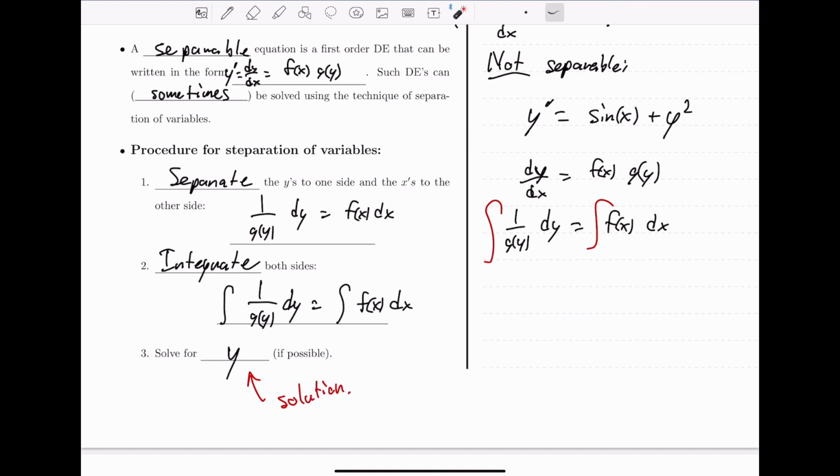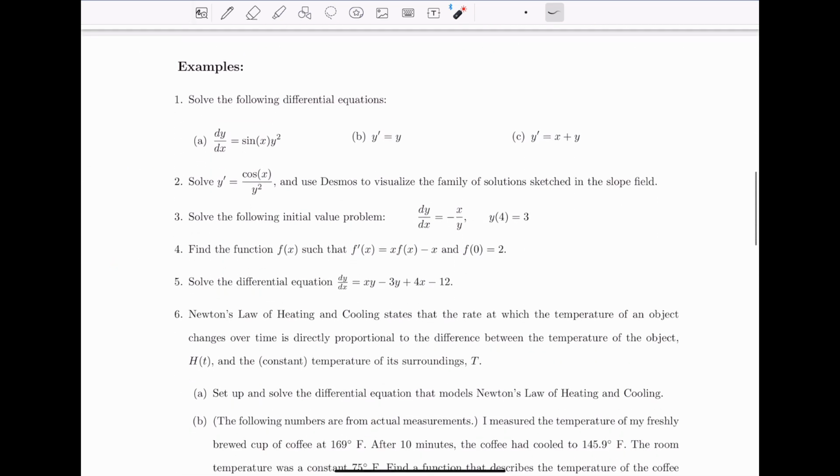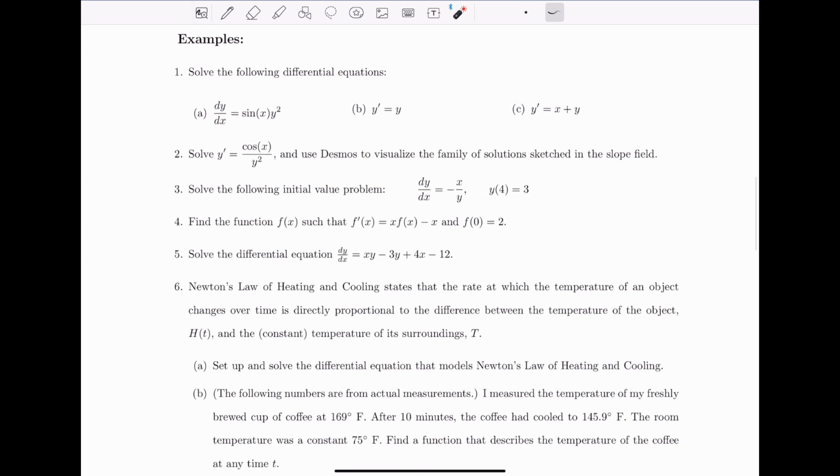Let's practice applying this technique to a couple of specific examples. So look first at example 1. We have this differential equation, and we just saw that this is a separable differential equation. We have a function of x times a function of y. So we can solve this using separation of variables.